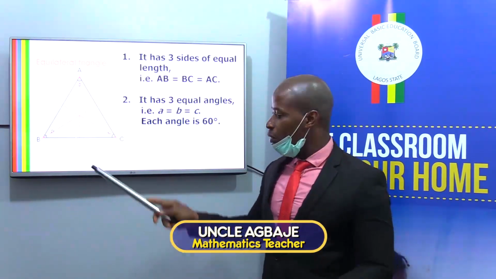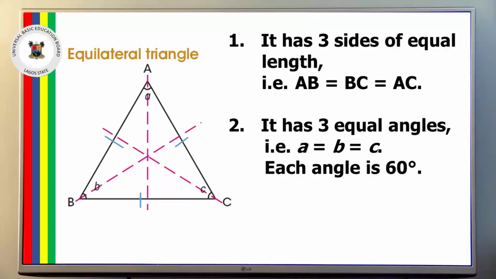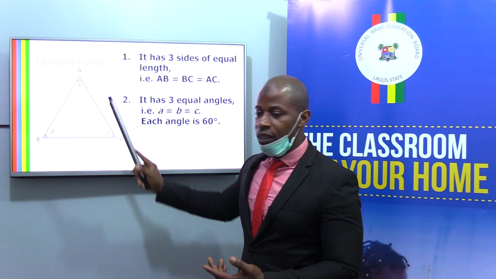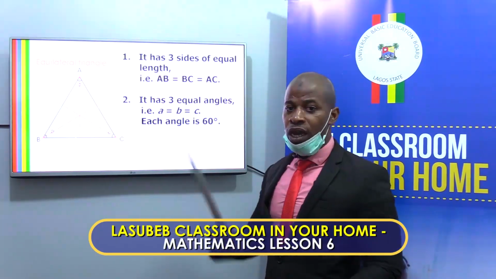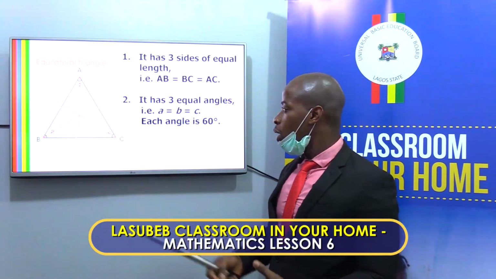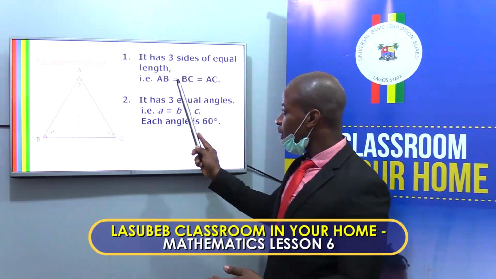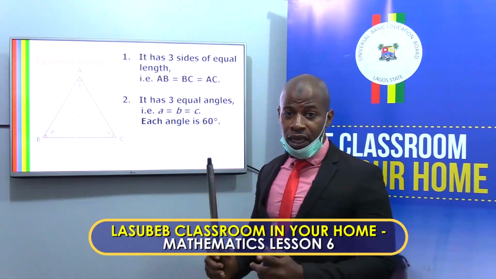So when you see a shape and you see a stroke like this on one side and on another side, it means that the 2 sides are equal. In this case, the strokes are on the 3 sides. That means the 3 sides are equal. Sometimes it can be double strokes, as you will see in the next diagram. But for now, let's focus on this. It has 3 sides, and the 3 sides are equal.